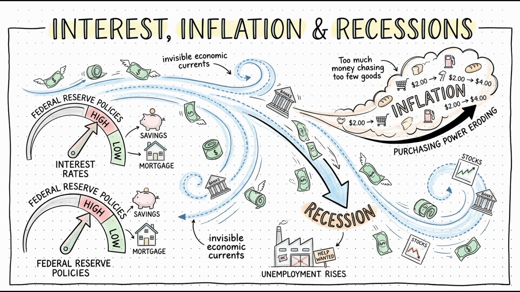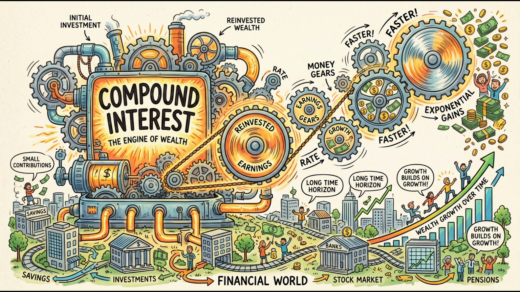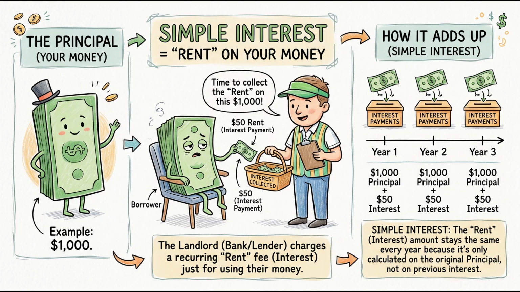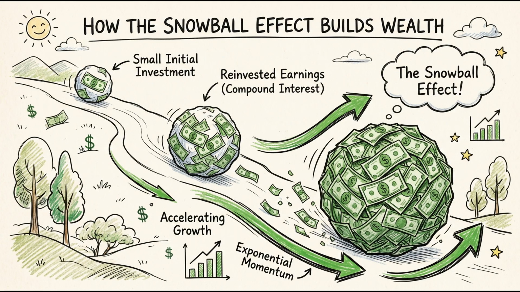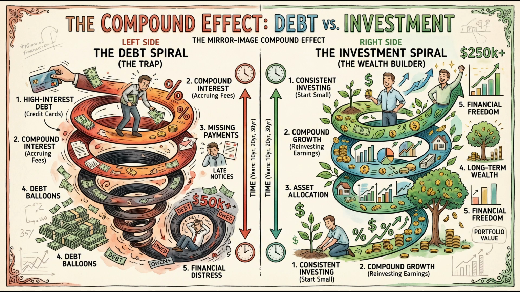Which brings us to part 3, interest, inflation, and recessions. Now, the absolute most powerful economic force of all is compound interest. Simple interest is pretty straightforward, right? It's just money charging rent. But compound interest, that is a real game changer. That's where money starts building on top of money. The growth starts small, then it speeds up, and then it speeds up again. It's like a snowball rolling down a hill.